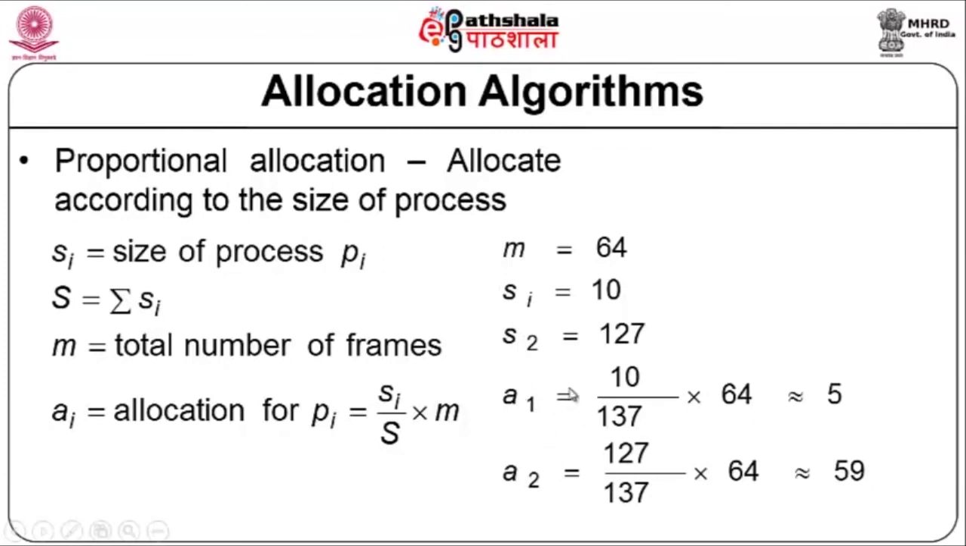So, A1 is allocated 10 by 137, and 10 plus 127 is 137, that is the total size, into the number of frames, that is about 5 frames allocated for this process, and for the second process you allocate around 59 frames. So, here rather than doing an equal allocation, what is done is you allocate space based on the size of the process.